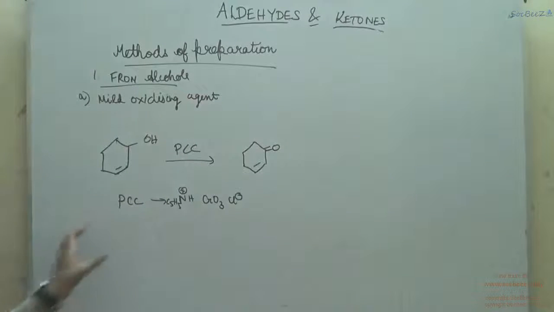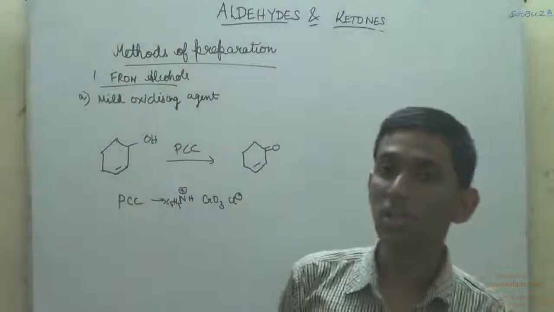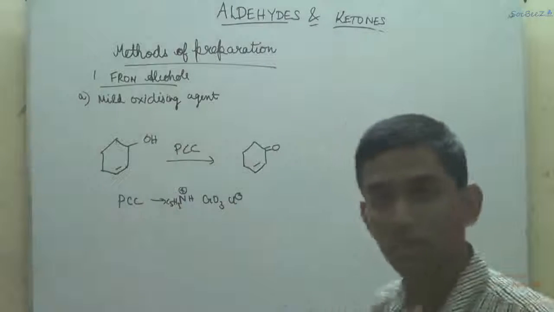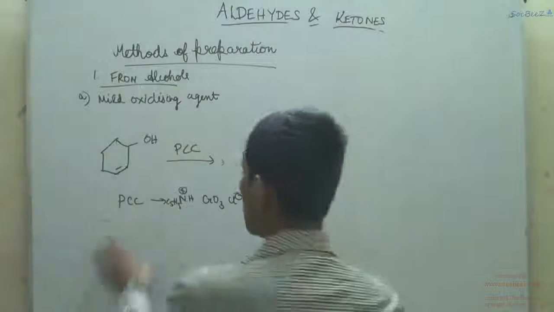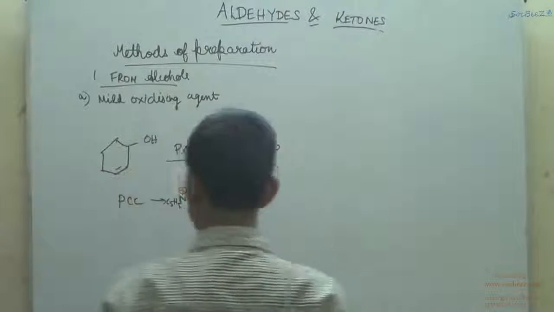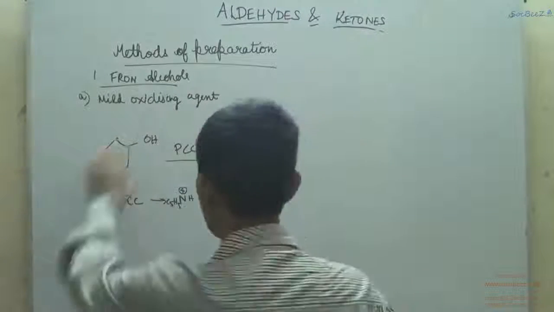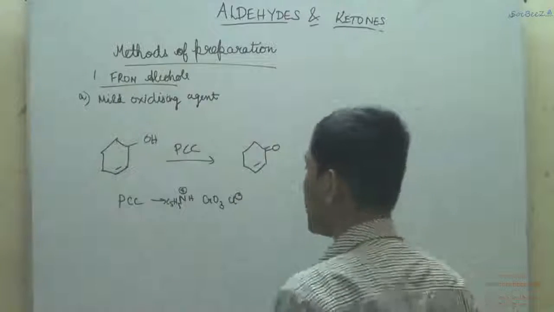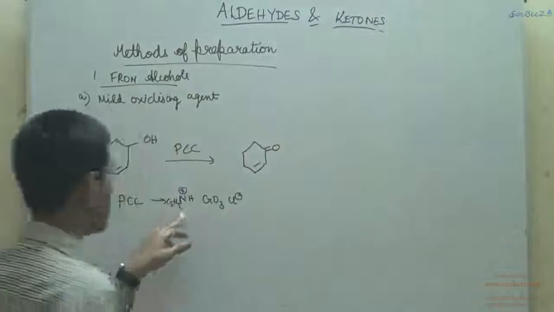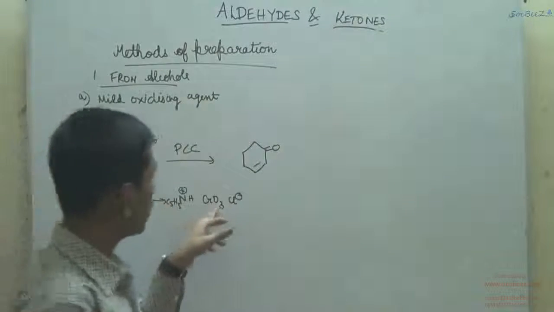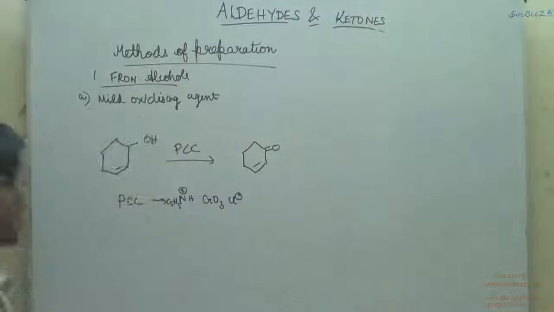You see, PCC is a very mild oxidizing agent. If you use a very strong oxidizing agent, you may get all the way to carboxylic acid. The PCC doesn't affect the olefinic group, that is the C=C double bond. So only the alcohol is oxidized to aldehyde or ketone. PCC is C5H5NH+ CrO3Cl-, pyridinium chlorochromate.